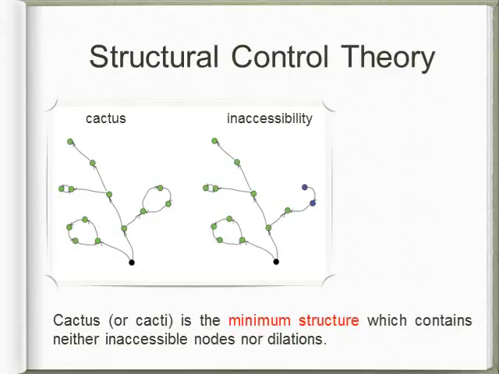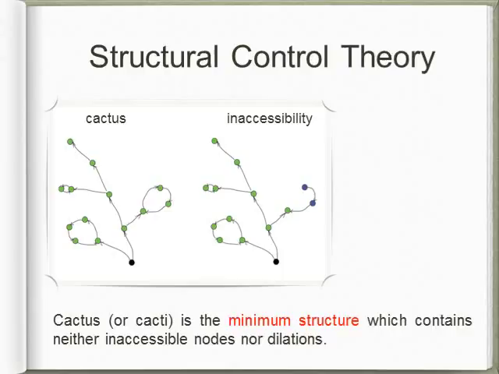If we remove, for example, this link, then this part will be the dilation. Why is that? Because if you choose those two nodes as the set, then the neighborhood set contains only one node. So there's a dilation here. But why in the original characteristic structure is there no dilation? Because if you again choose those two nodes as a set, then the neighborhood set actually contains two nodes. This one and this one. So there's no dilation in the characteristic structure. But if you remove any link, you will end up with inaccessibility or a dilation. That's the reason why characteristic structures are the minimum structure.